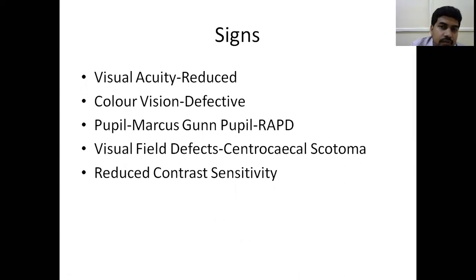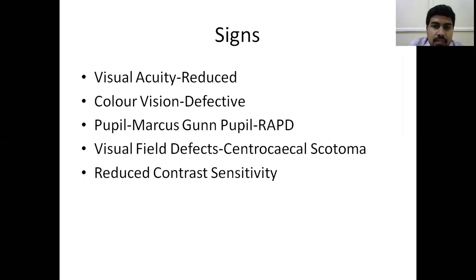Suppose the patient has a wonderful vision of 6/6, it falls down to around counting fingers or hand movements within 1 week or sometimes even in days. Okay, and the color vision is defective. I told you initially it starts for the red color. Red color is the most affected. The red color looks very pale, so red desaturation is seen.